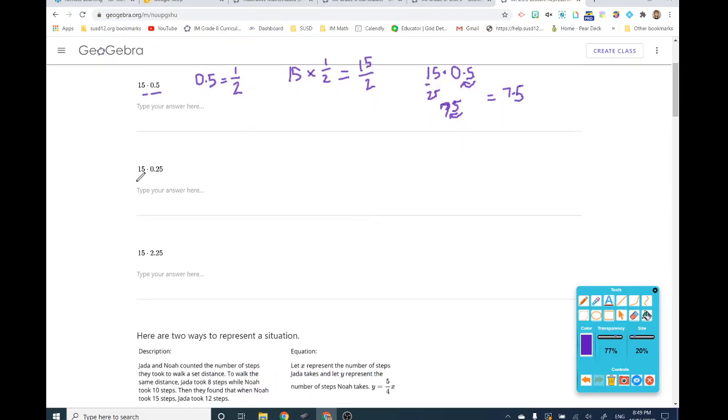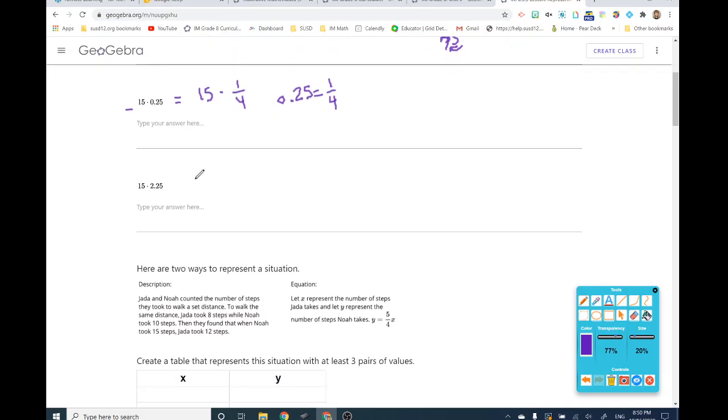Okay, let's keep going. 15 times 0.25. Well, remember, multiplying by 0.25 is the same as multiplying by 1/4. Don't forget that the decimal 0.25 equals the fraction 1/4. Okay, do the math in your head. And then 15 times 2.25. Well, that's the same as multiplying by 2.25. Anyway, I don't know if that helps you or not, but you're supposed to do these in your head.